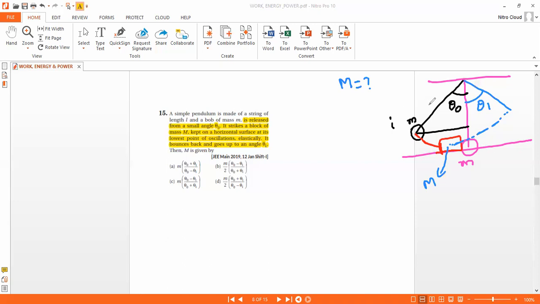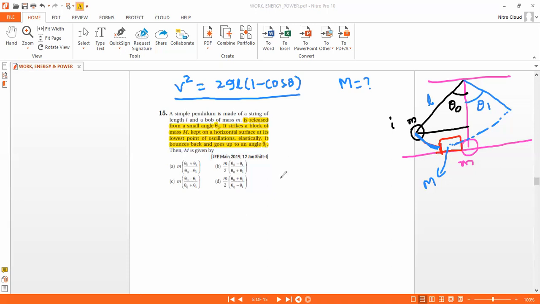Fine. They gave this length as L. So whenever it moves, we will have the velocity. I can write v square is equal to 2gL times 1 minus cos theta, by applying the conservation of energy. Kinetic energy is equal to loss in potential energy, right? I think he knows this formula.